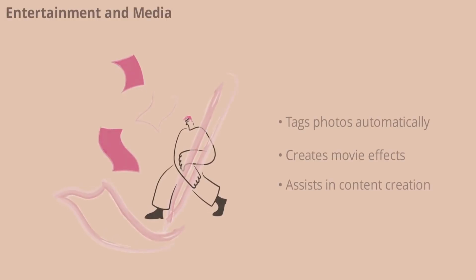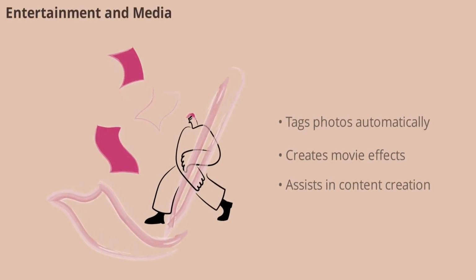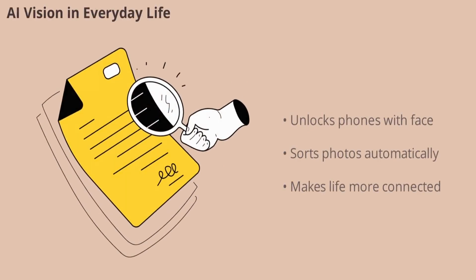AI vision is transforming entertainment and media. From automatic tagging of photos to creating special effects in movies, CNNs are making content creation faster and more creative. AI can even generate new music videos or help editors find the perfect shot, opening up new possibilities for storytelling and production. AI vision is becoming part of our daily lives, often in ways we don't notice.